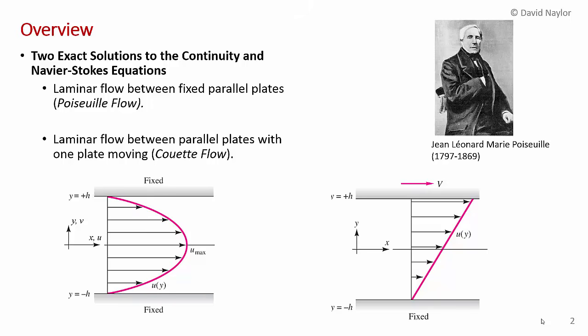from the 19th century. And then we'll look at a situation where it's still flow between parallel plates, but the upper plate is moving. It's moving at velocity V, and the lower plate is fixed. And this is called Couette flow after another French physicist.